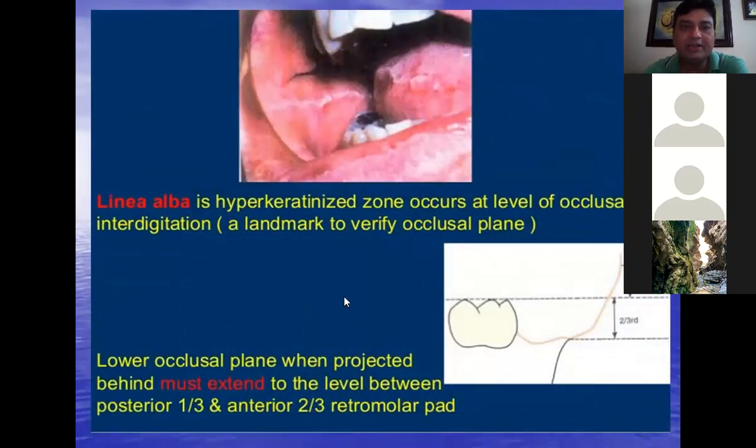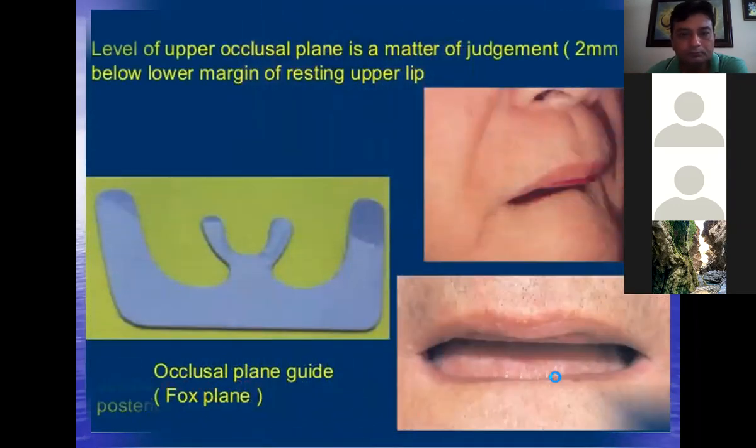Then this is your linea alba. This is the hyperkeratotic zone. Usually it lies at the level of where your upper and lower teeth meet together. That is called occlusion. So this you will always find in patients where you have a recent extraction. Otherwise, in an edentulous patient for a longer period of time, you do not find this line there. See this 2 millimeter showing through your upper lip. This is the aesthetic consideration for your occlusal plane considerations.